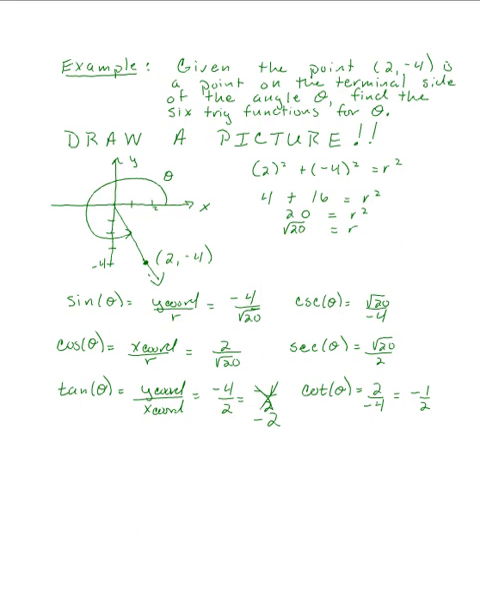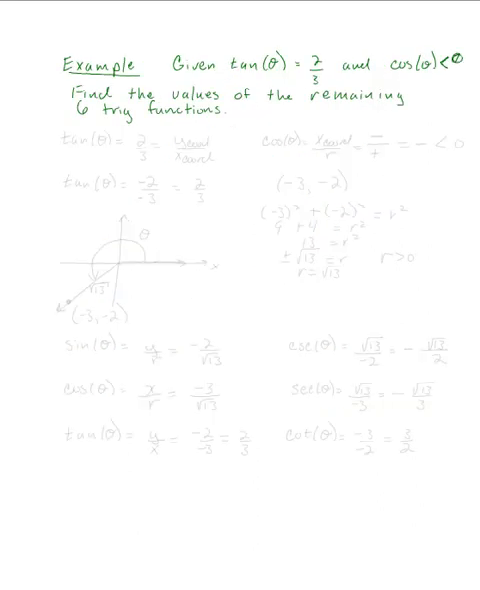Okay, I'd like to look at one final example. Here's my last example. It says, given that the tangent of theta equals positive 2/3 and that the cosine of theta is less than 0, find the values of the remaining 6 trig functions. Okay, so let's see what they have told us here. They've told us that the tangent of theta is equal to positive 2/3. So what they're trying to tell us there then is that the y-coordinate is 2 and the x-coordinate is 3.